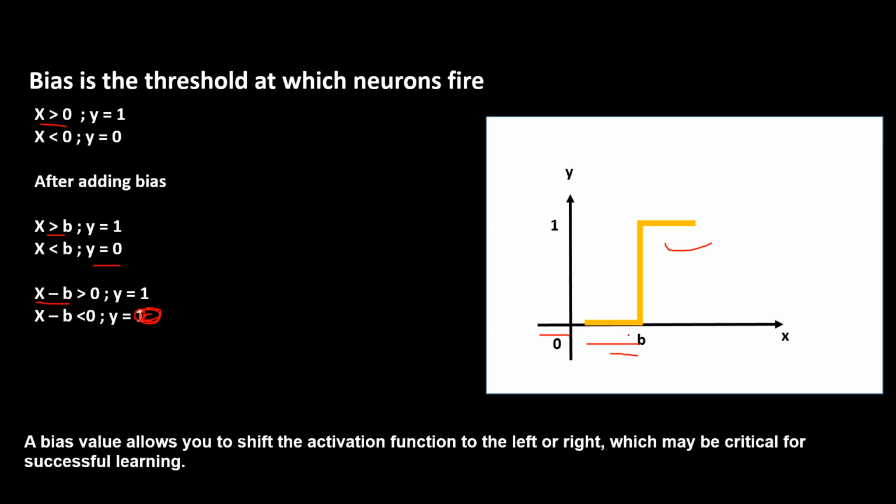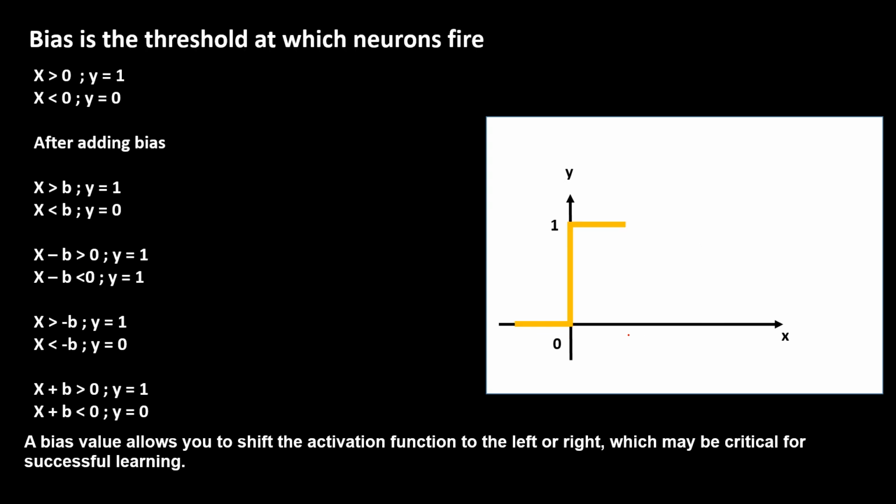So this bias helps in that, and bias is a parameter that needs to be learned. Okay, so we saw last time we are shifting the threshold to the right. What if we want to shift the threshold to the left? So let's see an example of this. So now you are shifting the threshold to the left by a minus b term.